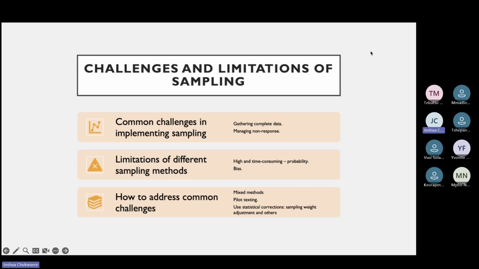Before you go to the field to collect your data, you collect a small sample. Distribute the questionnaire, share your questionnaire, let people respond. That will help you strengthen your instrument. Also, use statistical corrections, sampling weighting, adjustments, and others to make sure you get the right sample size, the right people, the right experts, to get things right for yourself, and towards getting the right data.